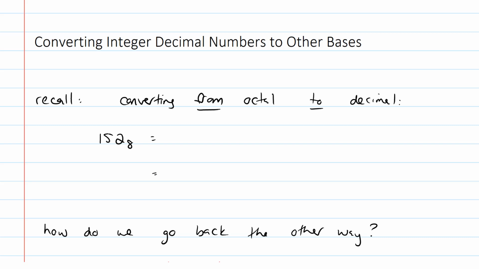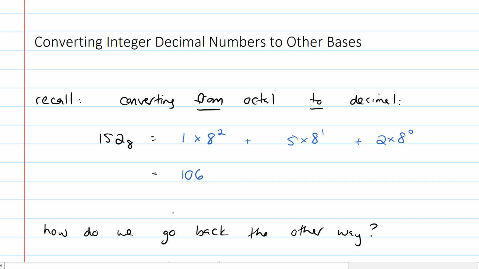Before we do that, let's recall that if you're converting from octal to decimal, you can do that by using the expansion method, where we write 152 base 8 as 1 times 8 squared plus 5 times 8 to the 1 plus 2 times 8 to the 0. And if you plug that into your calculator, you'll get 106 base 10. You could write that as 106 base 10, but it's okay in this instance to leave off the subscript because the default is our base 10 numbering system.